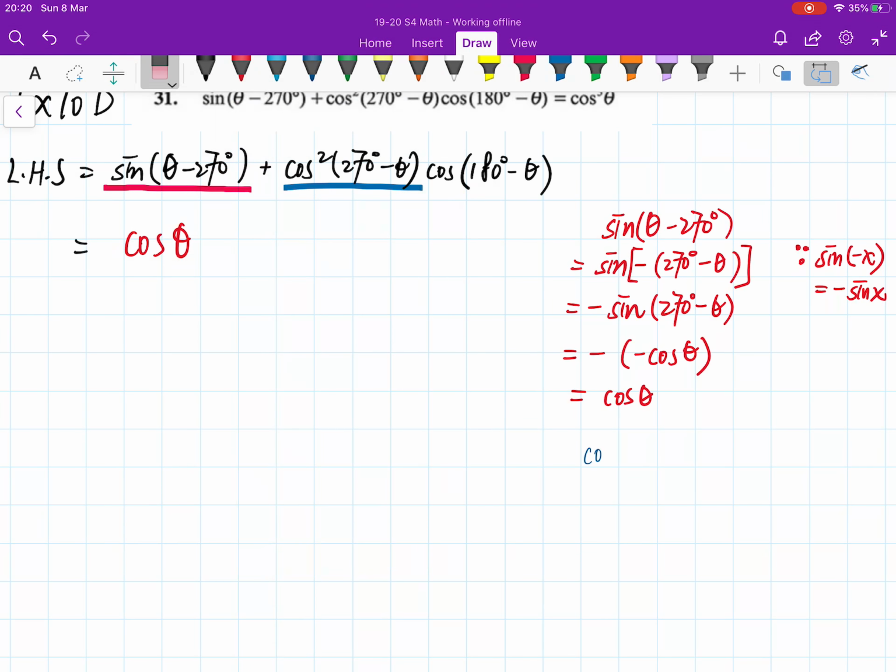Okay, so we have cosine(270 degree minus theta). So first, please help me to think about how can we transform this. Okay, and what is the answer? Okay, and the answer is negative sine theta. So I think most of you can do it. Okay, afterwards, we put the square on both sides.